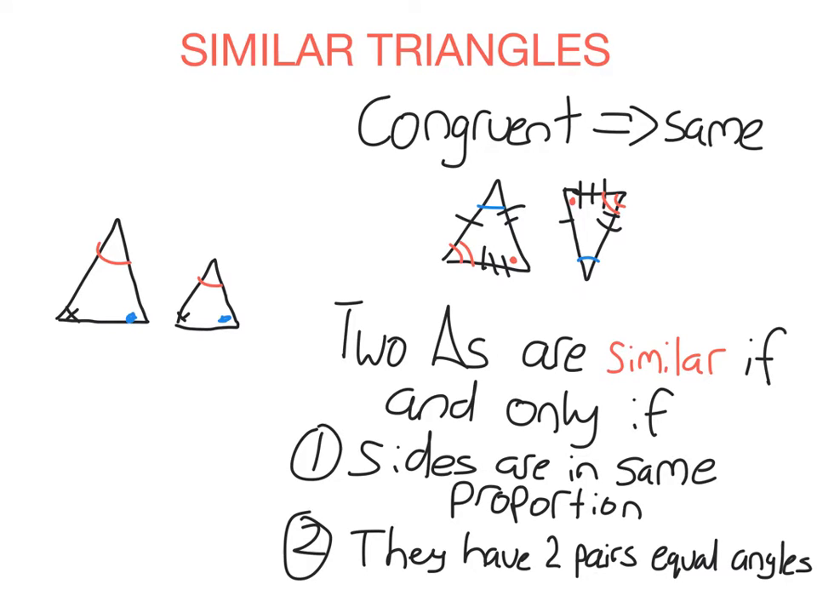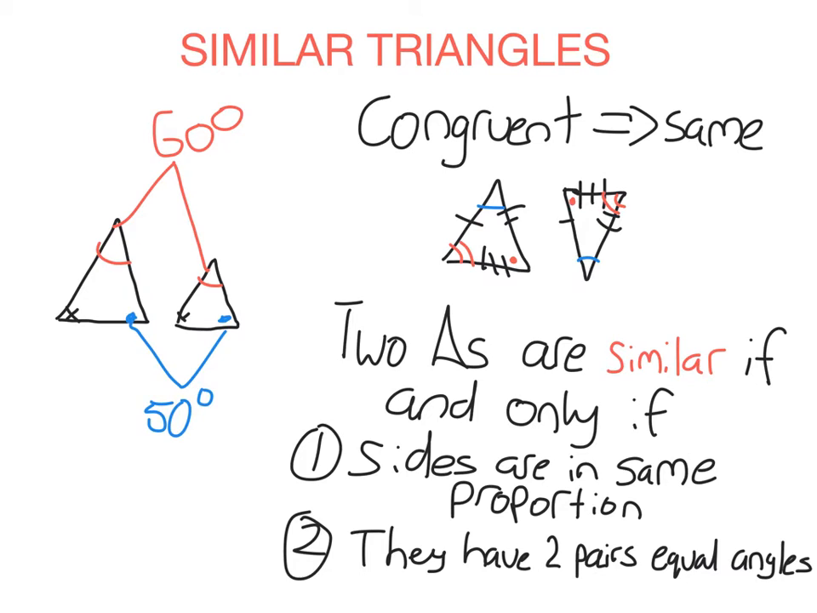Now I just want to quickly look at the second condition. It says that for triangles to be similar, they must have 2 pairs of equal angles. Well, actually, they must have 3 pairs of equal angles, but if they have 2 pairs of equal angles, they will also have 3 pairs of equal angles. So what I'm saying by that is, let's say I tell you that these two angles here are equal to 60 degrees. And then I tell you that these two angles here are both equal to, say, 50 degrees.